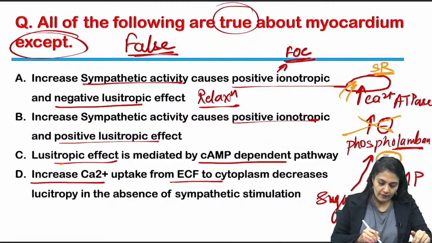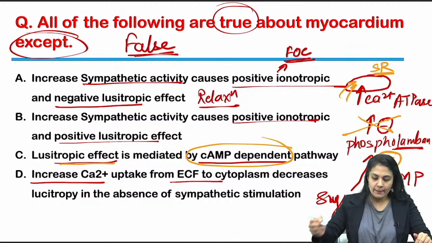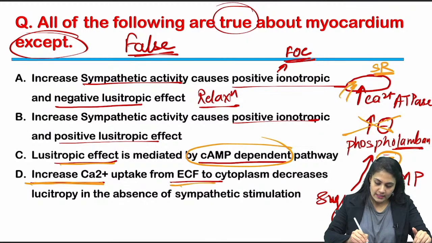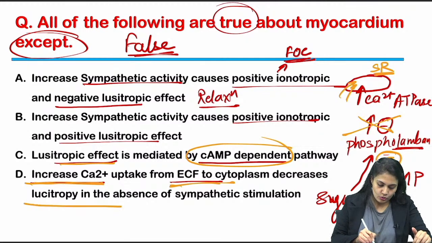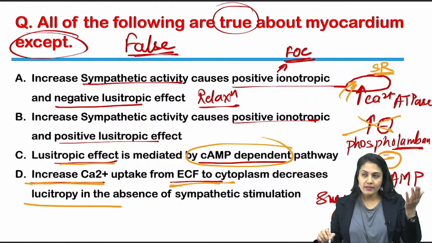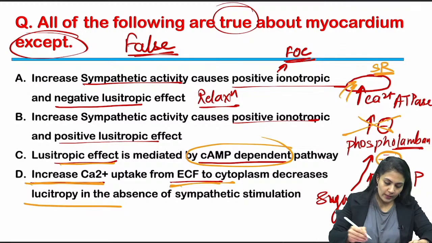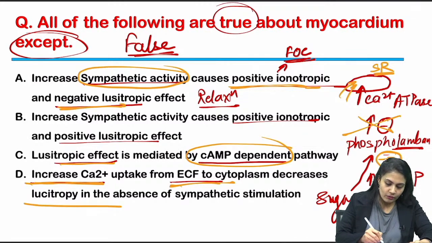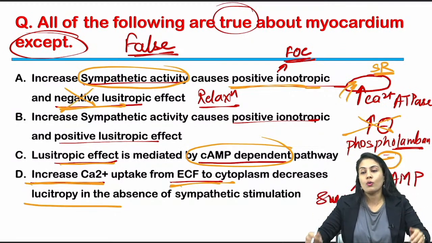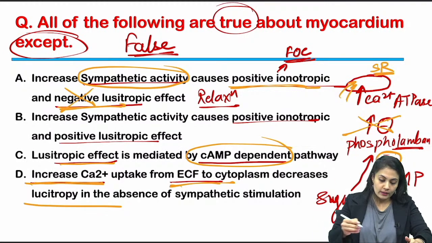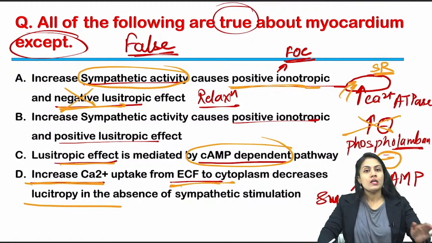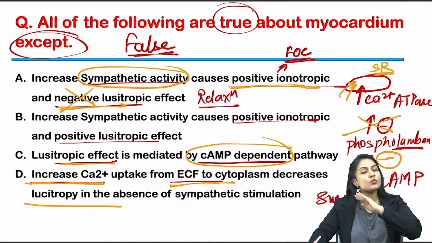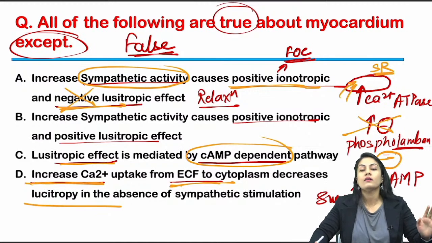Over here, lusotropic effect is mediated by cyclic AMP dependent pathway. That is true. Increase in the calcium uptake from the ECF to the cytoplasm decreases lusotropy in the absence of stimulation. That is also true. Okay, over here they are saying increase in the sympathetic activity, positive inotropic and negative lusotropic. It is the positive lusotropic, please remember that. Not the negative lusotropic, just now we discussed. So simple funda, please remember, in the sympathetic system cyclic AMP will be activated. It is going to cause all the positive effects inside the heart.